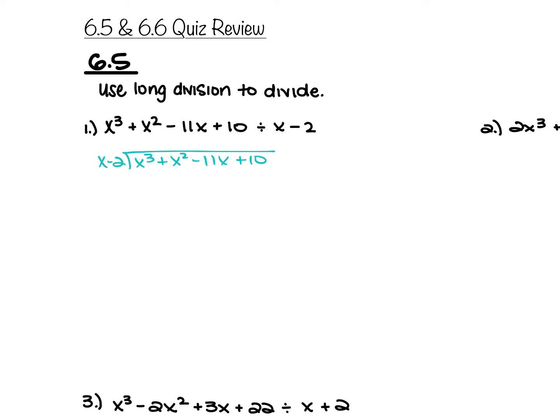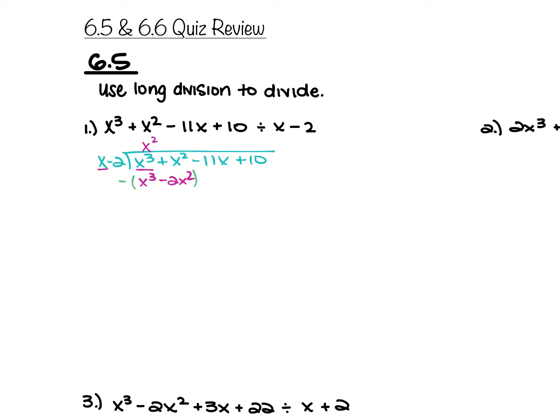You're going to start with looking at the first term in each part. So that x and that x cubed. Ask yourself, x times what is x cubed? That's x squared, so that goes above the x cubed. You're going to multiply whatever you put above that x cubed by the two terms on the outside and put them underneath. So x squared times x is x cubed. x squared times negative 2 is negative 2x squared.